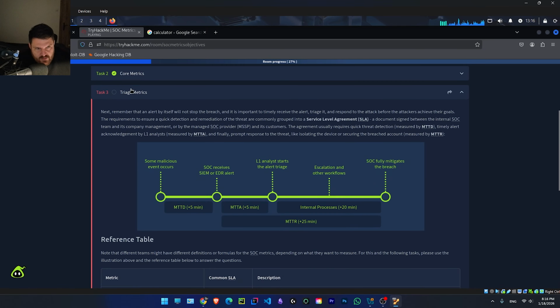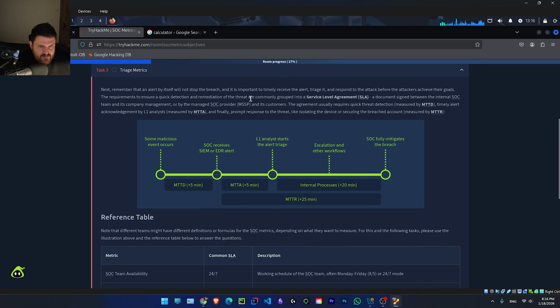Task number 3, triage matrix. Next, remember that an alert by itself will not stop the breach, and it is important to timely receive the alert, triage it, and respond to the attack before the attacker achieves their goal.